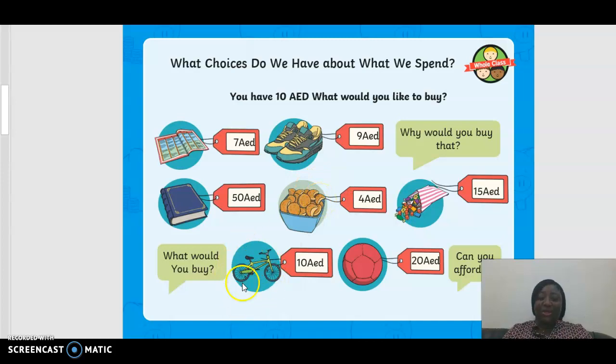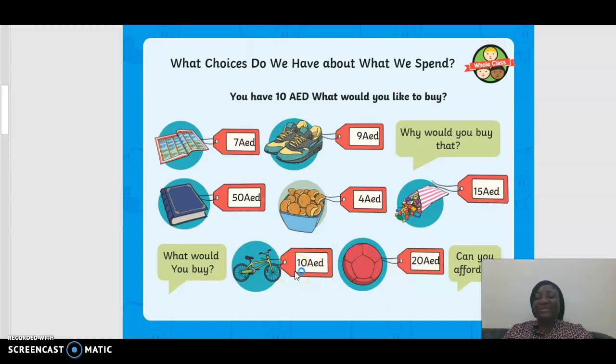We have a bicycle, we have a ball. What will you buy from these two options? Option is the same as choices. What will you buy? The bicycle costs 10 dirhams and the ball costs 20 dirhams. Which of them can you afford? To afford means which of them will you be able to pay for? Definitely not the ball, because the ball is 20 and the bike is 10.